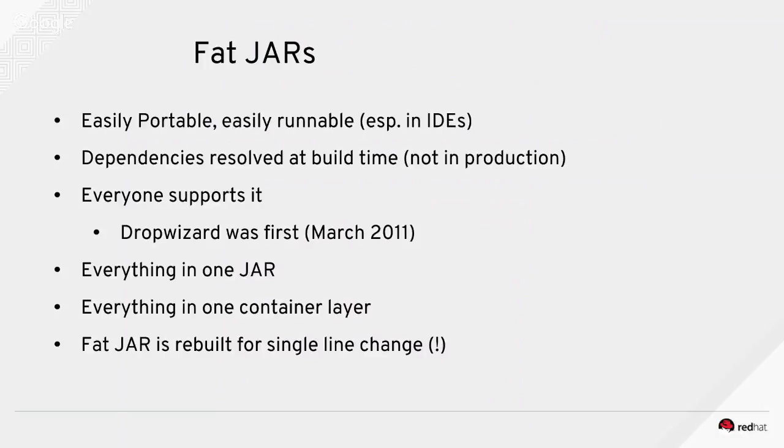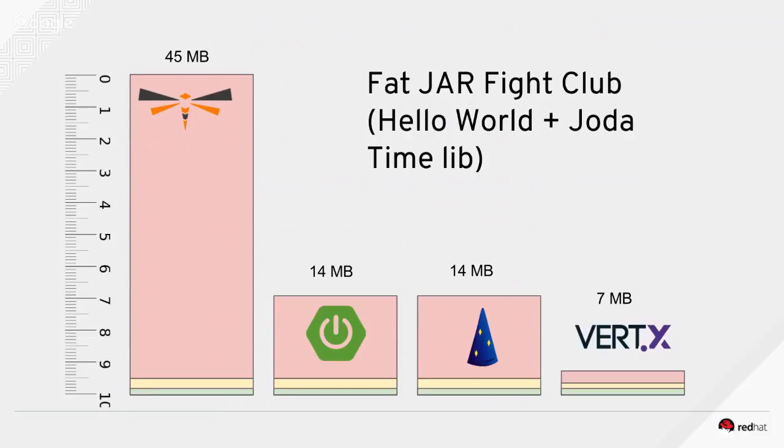Everyone supports, as I mentioned, Dropwizard first. Also, we're going to look at Spring Boot, WildFly Swarm, as well as Vert.x today. Again, everything's in one jar, which means in the world of Linux containers and container orchestration, everything is in one container layer. When you make a one-line change to your application and add no dependencies, the entire fat jar is rebuilt and restuffed into that Linux container layer, and then pushed out to your production cluster. So you can imagine the complexities that come along with that and the cost of that.